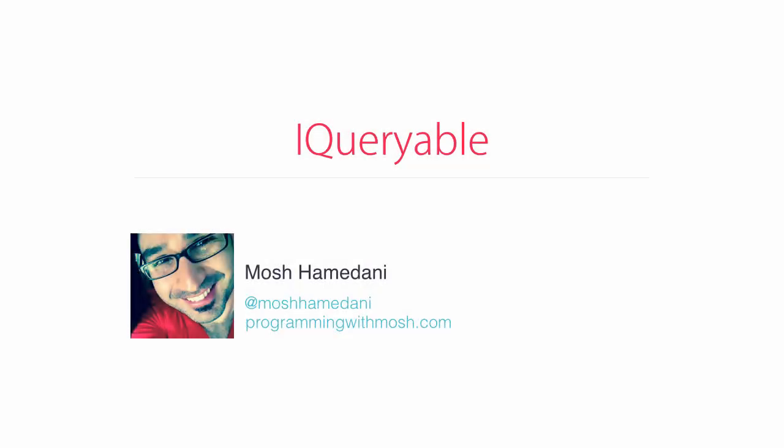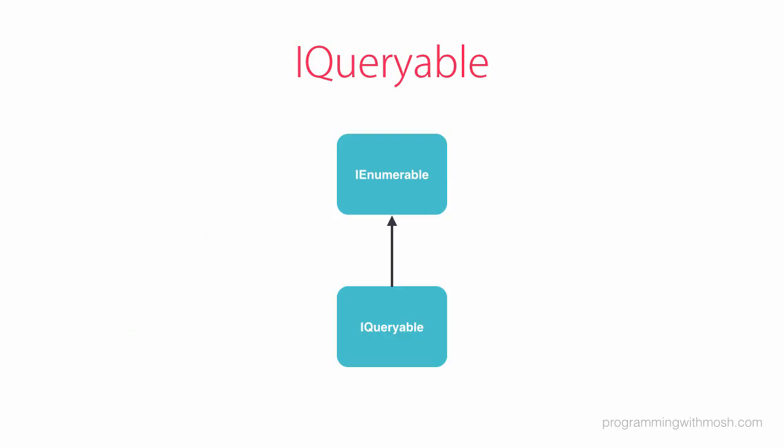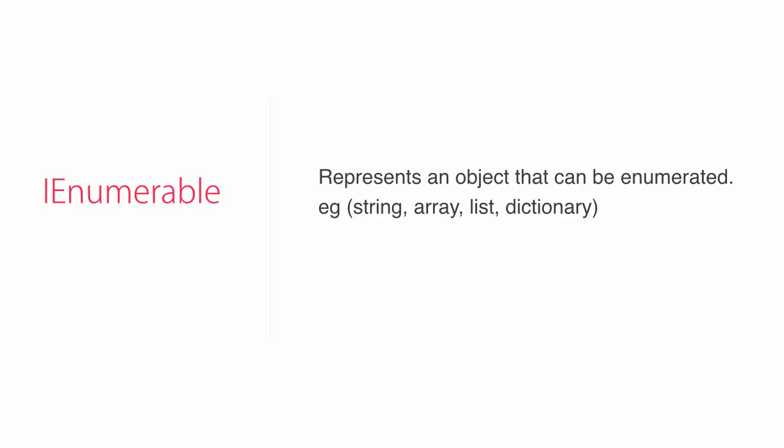Earlier in this section, you had a quick glimpse of IQueryable. IQueryable is an interface that derives from IEnumerable. What is IEnumerable? It's an interface that represents any objects that can be enumerated. In simple, pragmatic terms, that means we can iterate over them using a foreach block. In C#, strings are enumerable because we can do a foreach on a string and get access to every character. Other examples include arrays, lists, dictionaries. All these are enumerable objects.